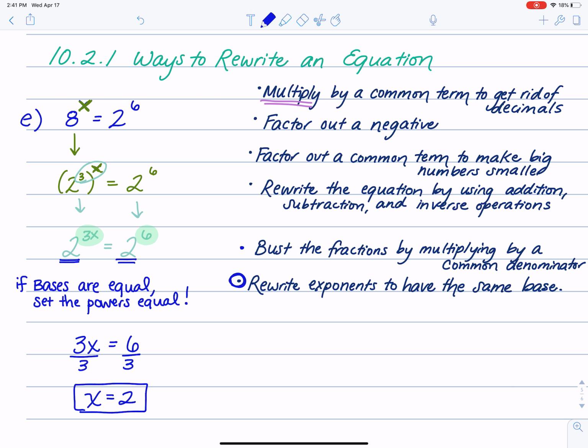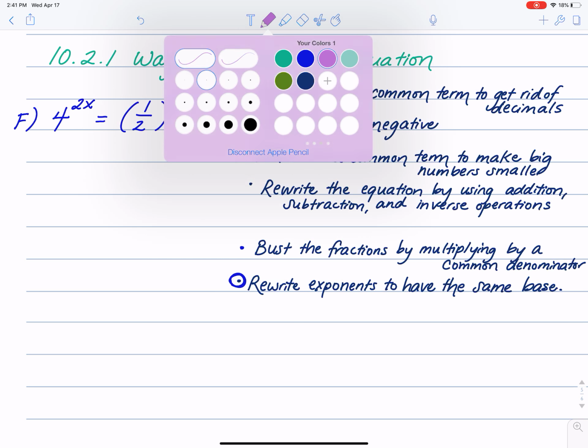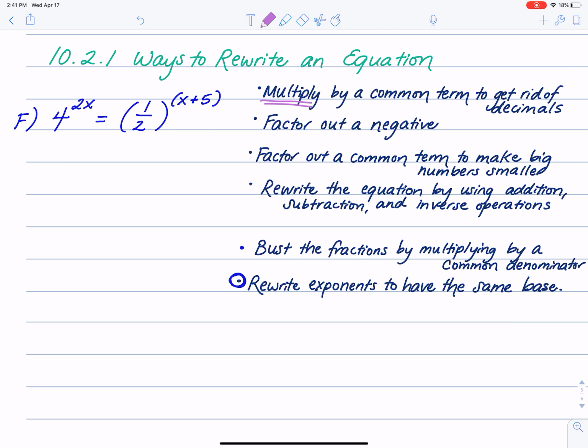Now you might be thinking, okay, that's super easy, awesome, great. Let's go ahead and do F, so I can show you that it is going to get a little bit more complicated than just simply 8s and 2s. All right, here we go. Part F is 4 to the 2x power set equal to 1/2 to the x plus 5 power. So this is like a massive step up from that last one. And know that there are going to be problems in the middle, just that this is the hardest one that you'll encounter, whereas that previous problem was probably the easiest type of problem you would encounter as well.